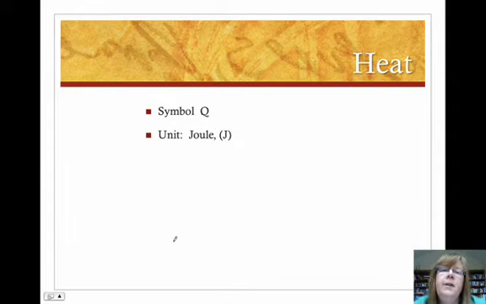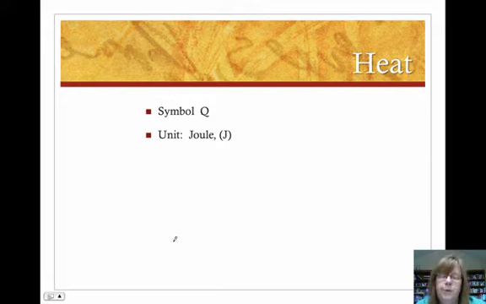Also, another unit that's used is the calorie, and that should sound familiar to you, like the calories in food. And actually, the food calories are kilocalories. In this class, you're just going to be seeing joules as a unit for heat because the SI unit for energy is joules.